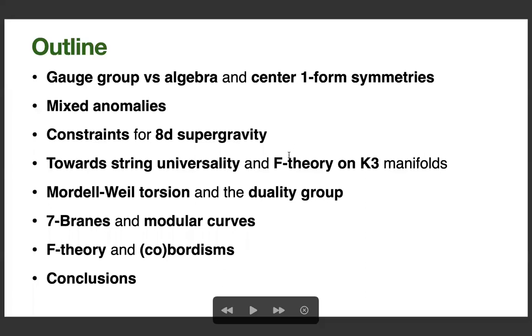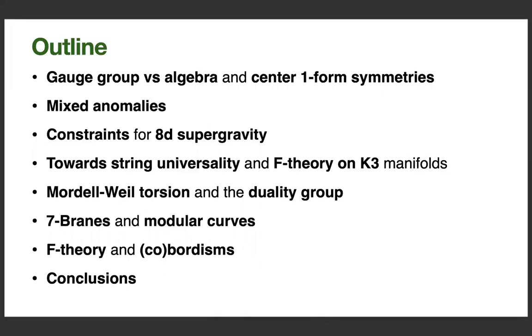Then I will focus more on the geometric side of the string constructions, which is the F theory side and Mordell-Weil torsion, and how these different global realizations of gauge groups are realized there. I will come to the point how that is all related with modular curves and the spectrum of branes in the theory. And finally, I will come to a point where these branes are also constrained by something known as the cobordism conjecture. And this will be the end of the talk.